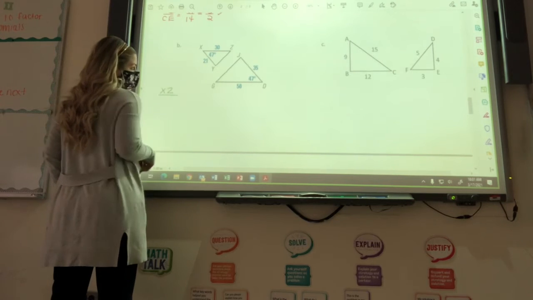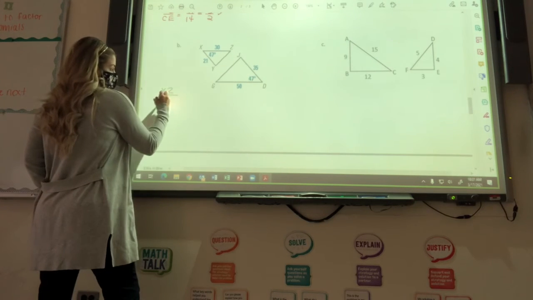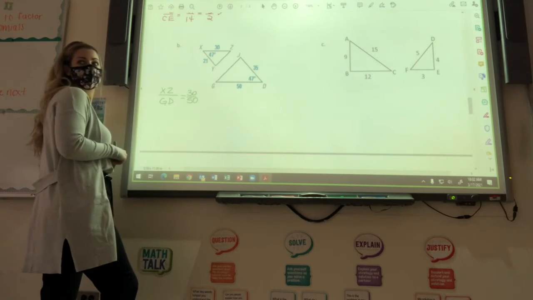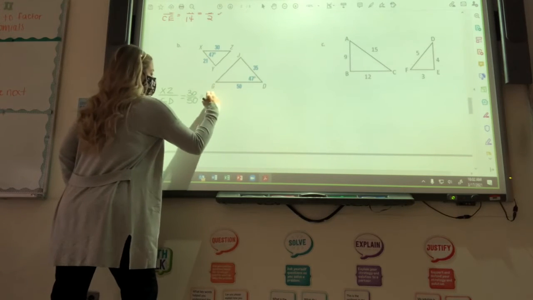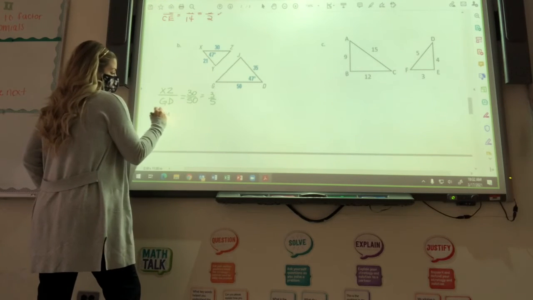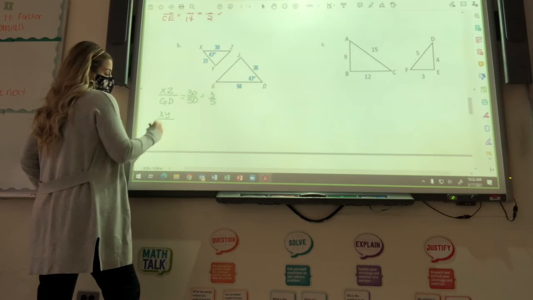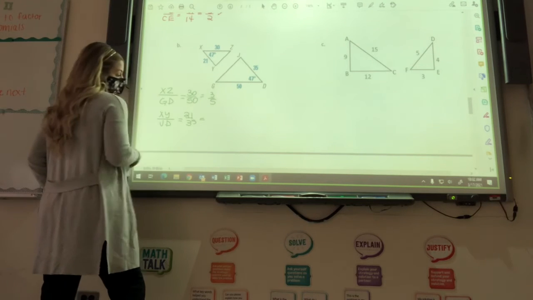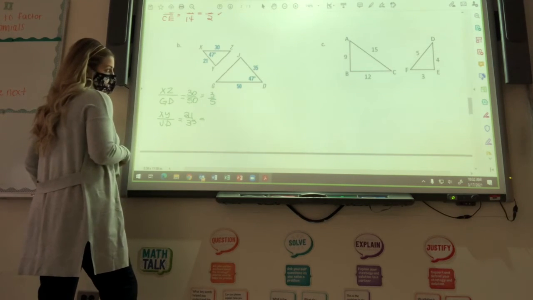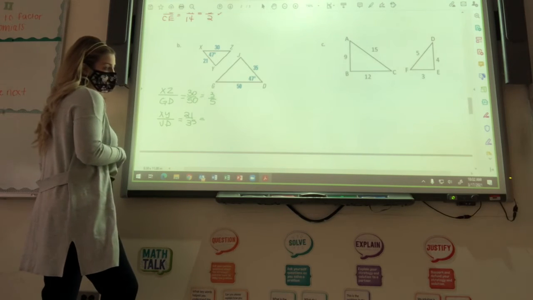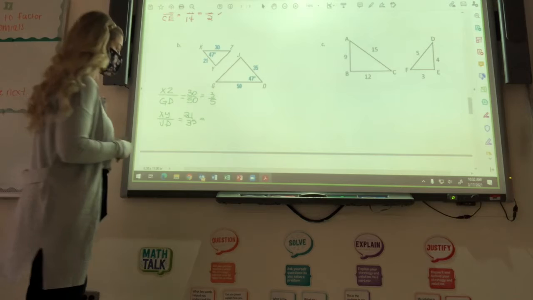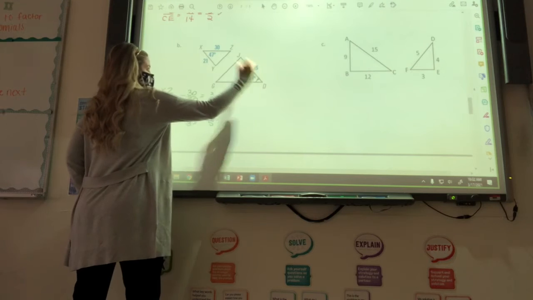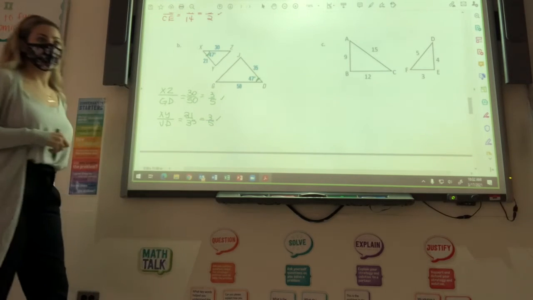So let's start with XZ. What matches with XZ? Okay, because those are the two bigger sides. So 30 over 50. So that's 3/5. Okay, then we have XY. XY equals AD, which is 35. So 21 over 35. So 3 over 5. Boom, boom. We have same angles right here because they have the same measure.